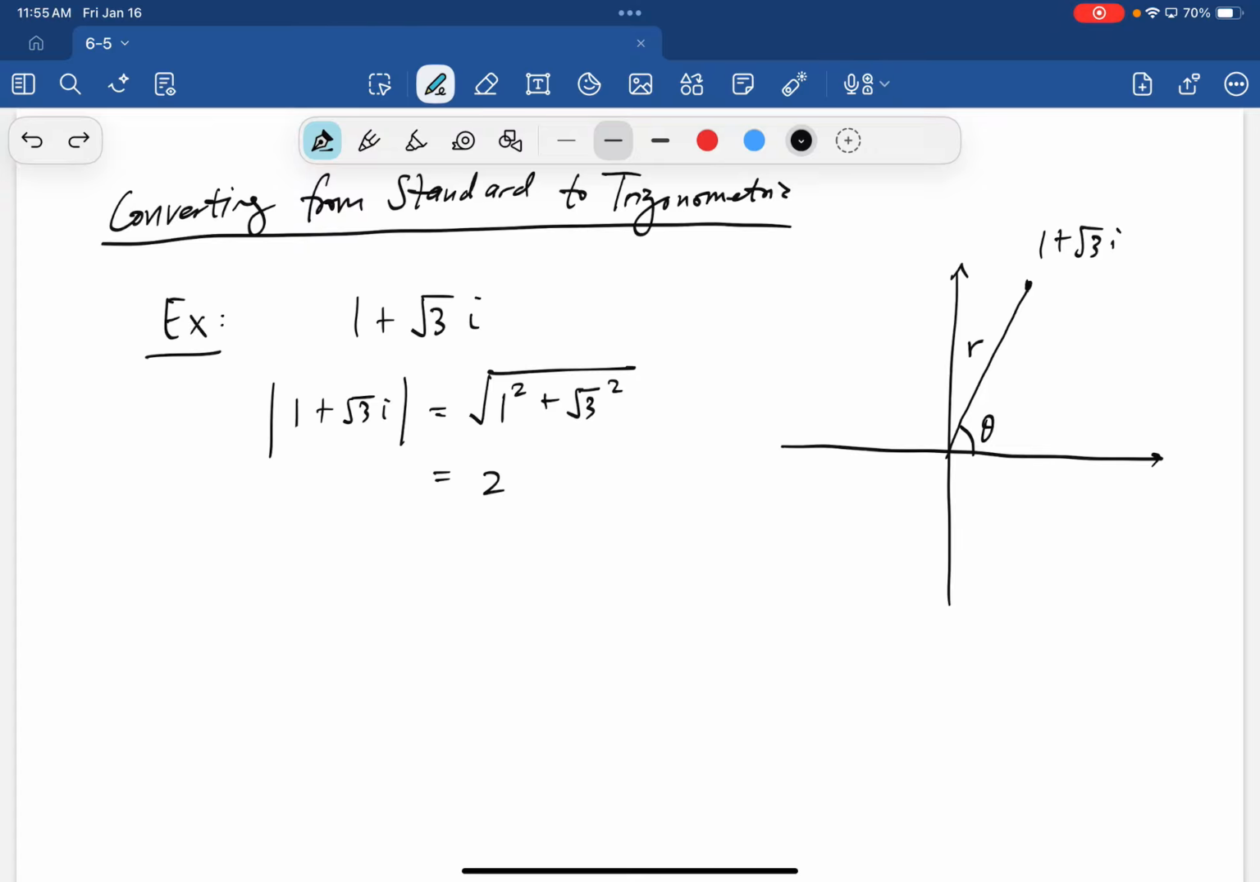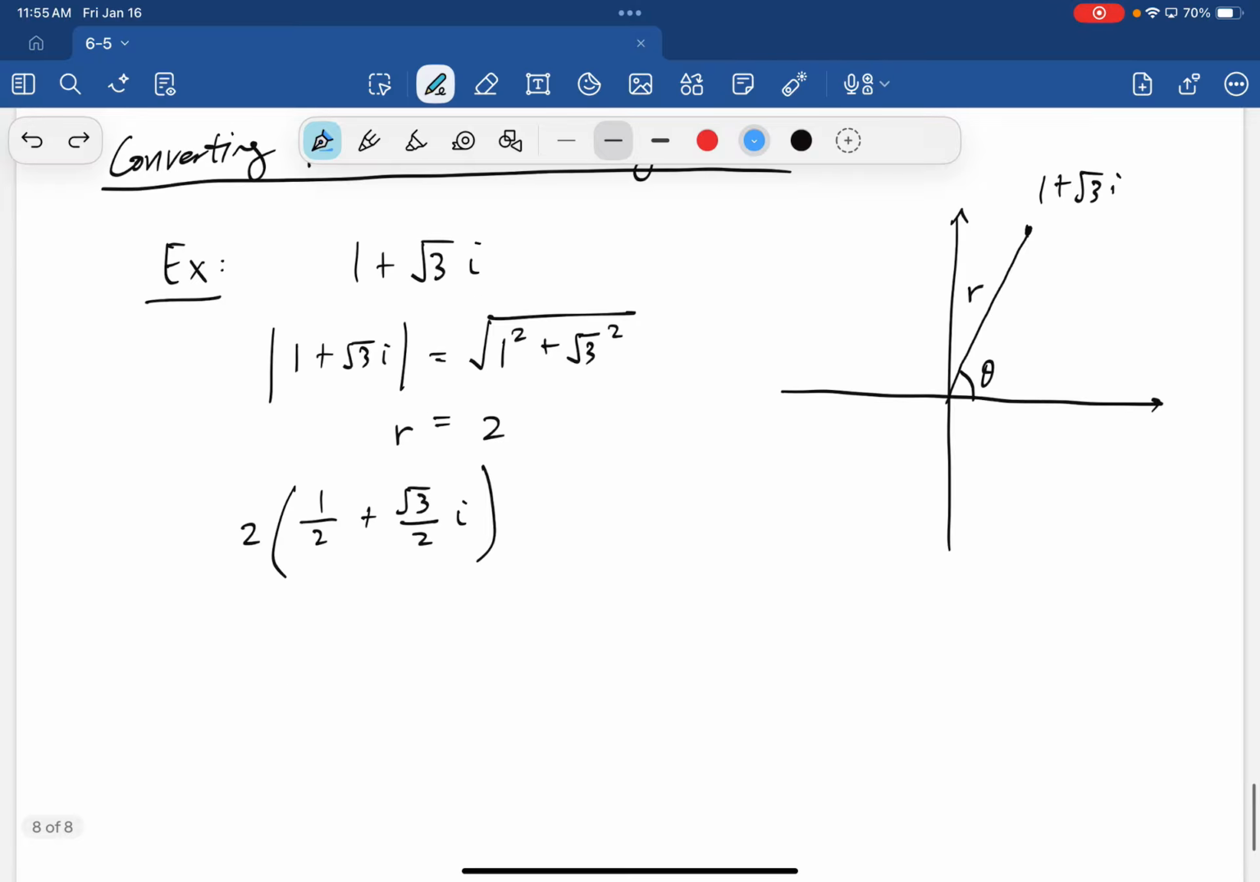So what we do next is factor out this radius from the standard form here, and that's going to give us cosine plus i sine. If we factor out a 2 from 1 plus root 3i, we're going to have 1/2 plus root 3 over 2 i. And so the remaining step is simply to figure out which angle theta corresponds to these two values of cosine and sine. Alternatively, you could also plot this on the plane, or on the unit circle.